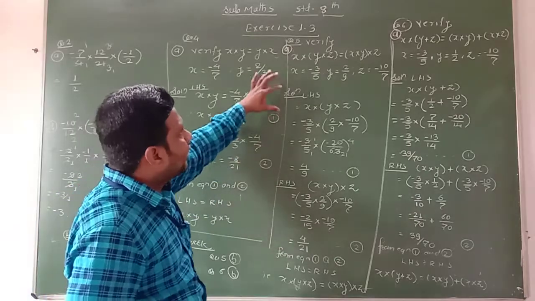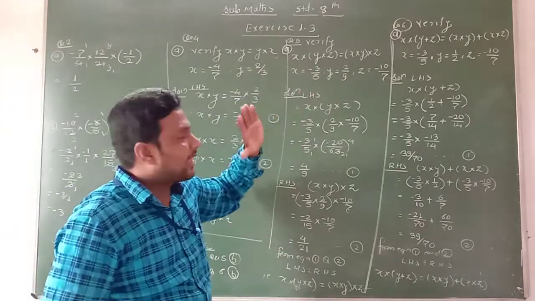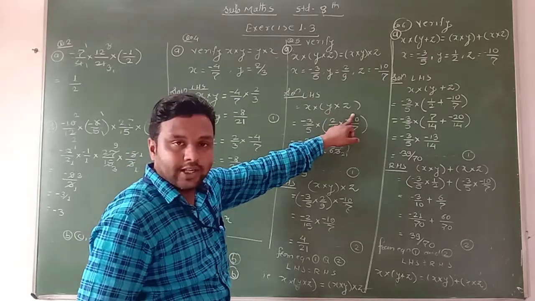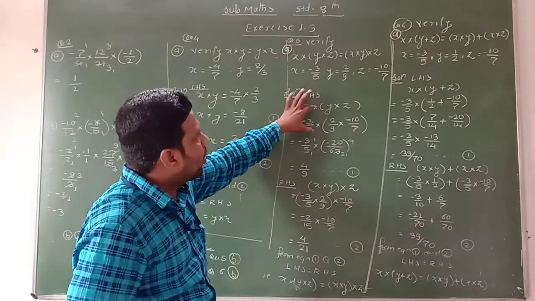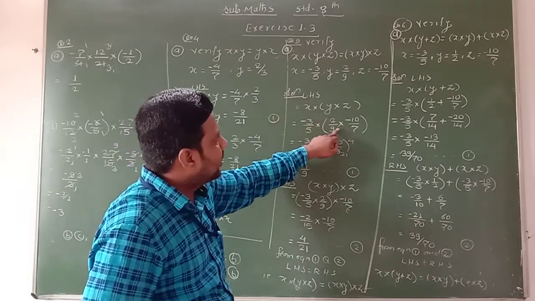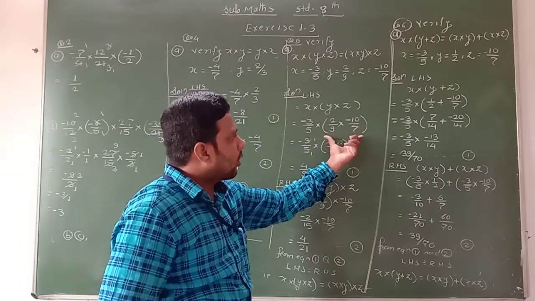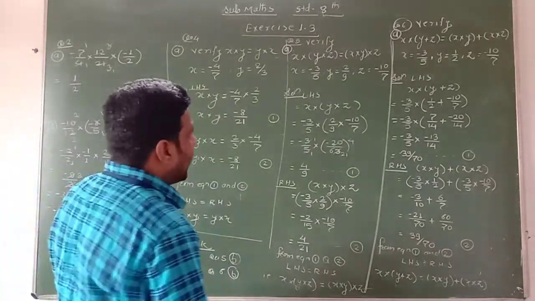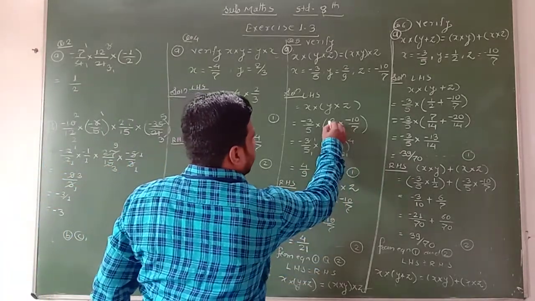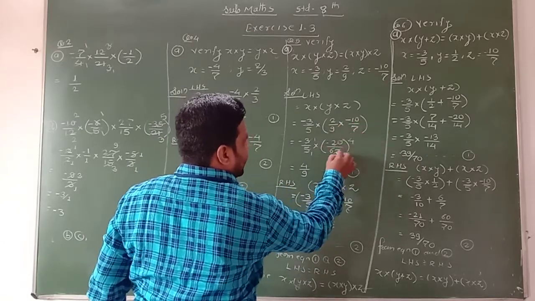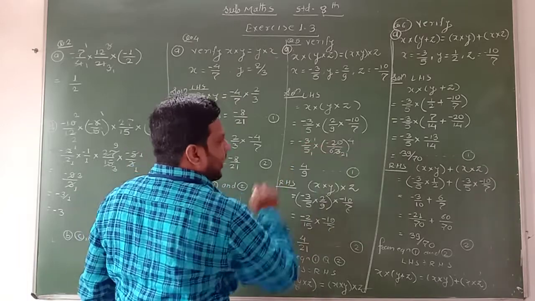And we know that to verify the property, first we write the left hand side of the equation, that is x into (y into z). Here we put the values of x, y, z: minus 3 upon 5 into 2 upon 9 into minus 10 upon 7. According to the BODMAS rule, first we solve the bracket. In the bracket, that is 2 into minus 10, here we get minus 20, 9 sevens are 63, and minus 3 upon 5 as it is here.